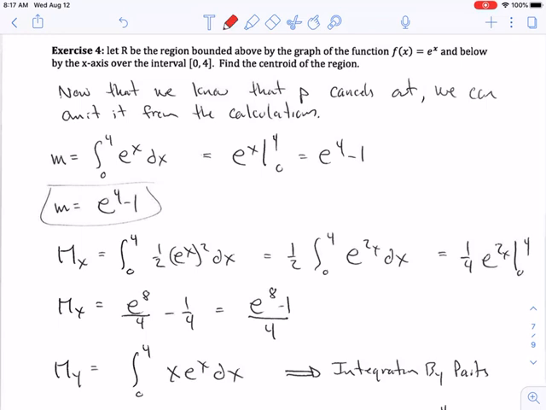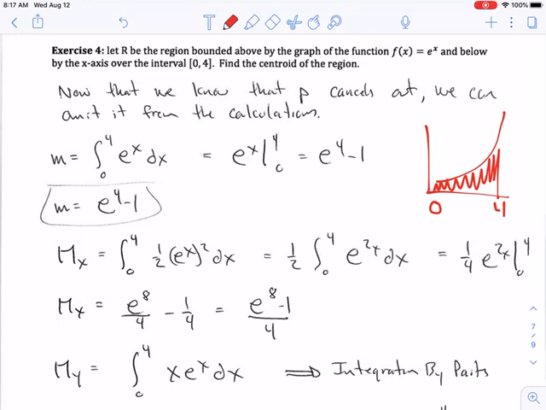All right, so let R be the region bounded above by the graph of f of x equals e to the x and below by the x-axis. So I didn't draw a graph. If you needed to see a graph, you've got e to the x, something like this, and we're going from 0 to 4. And so you've got something that looks like this region in here from 0 to 4. And we want to find the center of mass of that lamina.